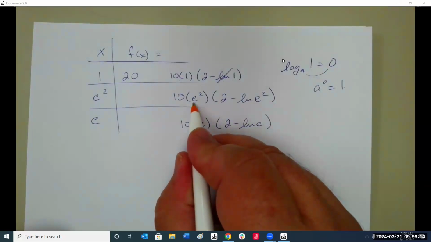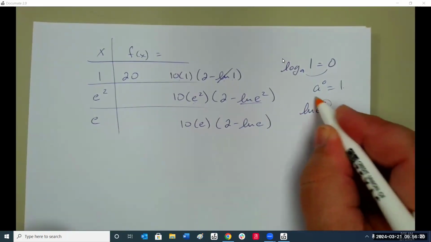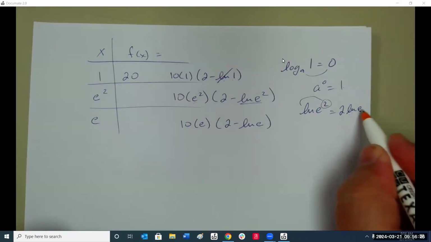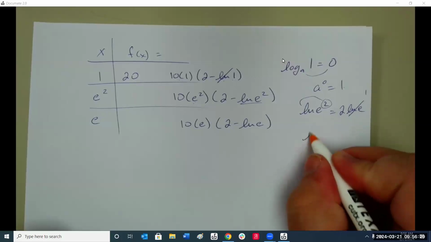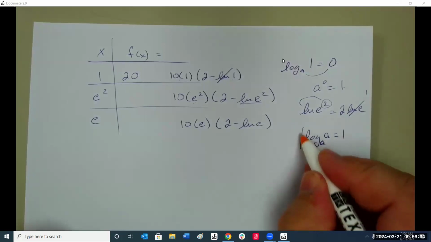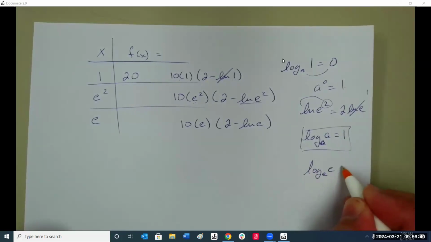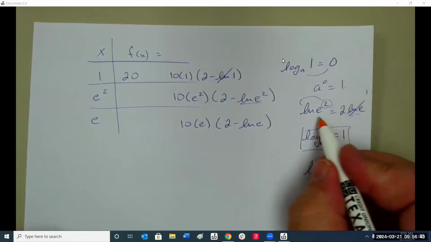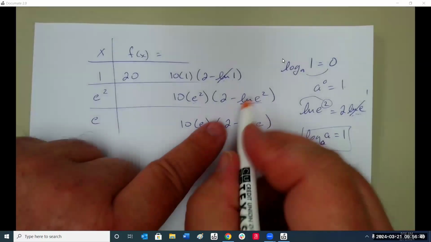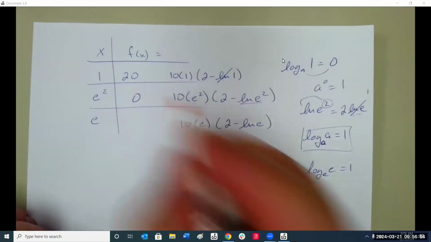So we have 10 e squared. ln e squared has an exponent, so it goes out in front. ln e, log base e of e, is 1 because of this rule: log base a of a is 1. That's what that says. So this becomes 2, and 2 minus 2 is 0. So that's 0.